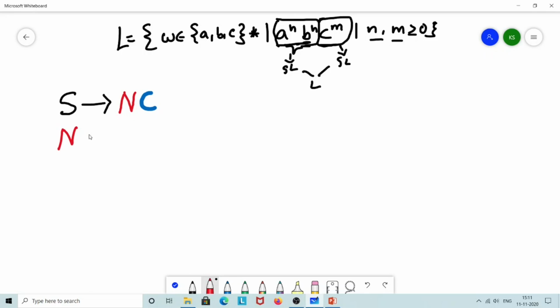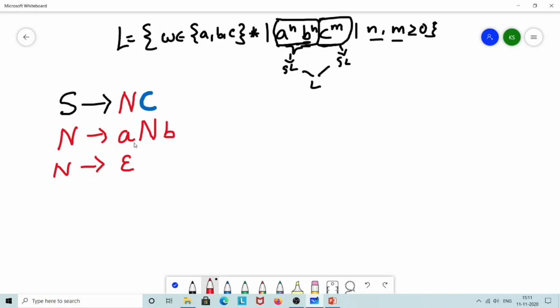Okay. What can I write as the rule for N? N should match an equal number of A and B. So as seen in the previous one, what I can do is write A, N, B. And N should also match epsilon. So this is the rule we have already seen, right?